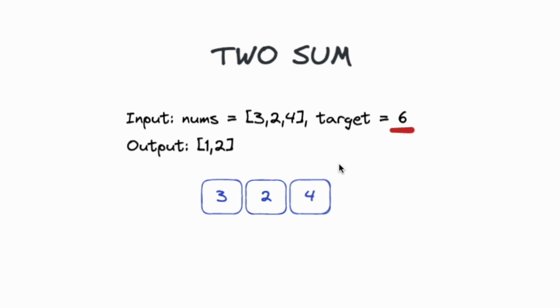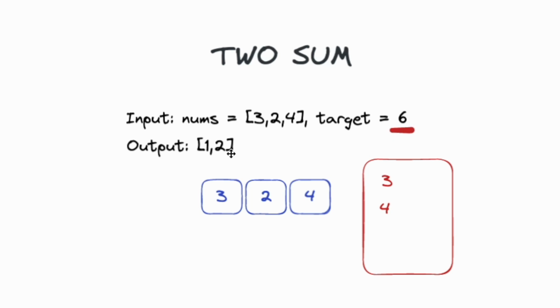So the way to do this is to store the value of what we're looking for in some kind of data structure. So when we get to the number 3, we know that we're looking for another 3. So we can go ahead and store that 3 in this data structure. And we get to the number 2, and we know that we're looking for 4. So then we store 4 in this data structure. Now, when we get to 4, we check, does this exist in our data structure already? And it does, which means there's another number in this array that needs 4 to add up to 6.